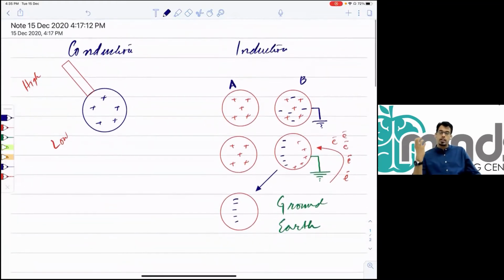So we should know what is conduction. We should know what is induction. Capacitor is a device. Sir, yes, Alan.